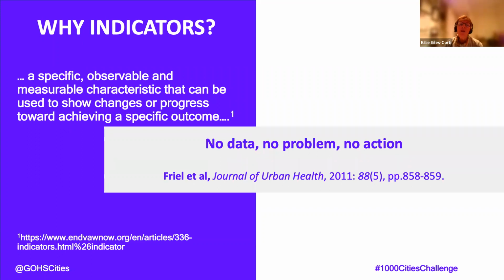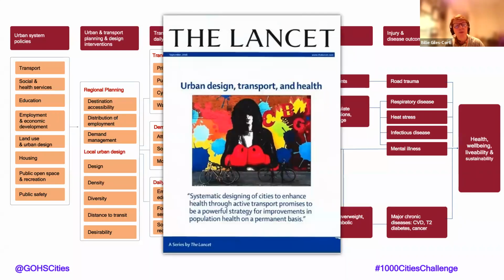And the reason why we need data like this is no data, no problem, no action, as Sharon Friel has said in this publication. So data is very important because it tells us whether we've got a problem. It allows us to advocate for change, and setting up global surveillance systems, in this case of indicators, is really public health 101, very important to actually help to get this action on the ground.